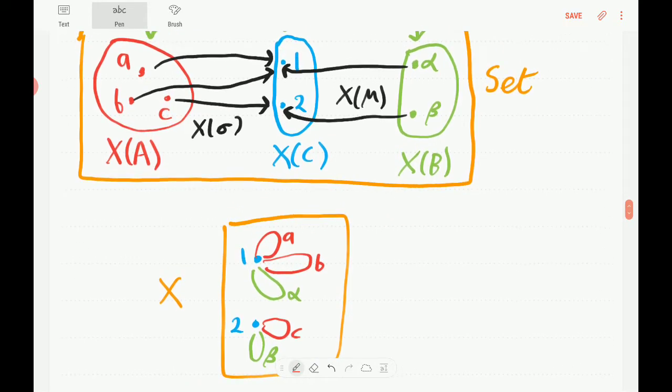So, notice X of C here, that's our set of vertices. X of A, that's our set of red petals. X of B, that's our set of green petals. X of sigma tells us which vertices these red petals have. And X of mu tells us which vertices these green petals have.